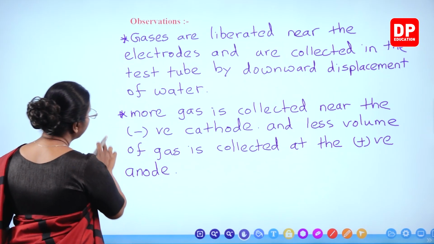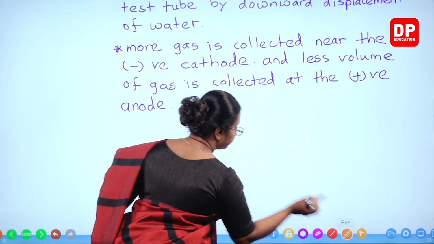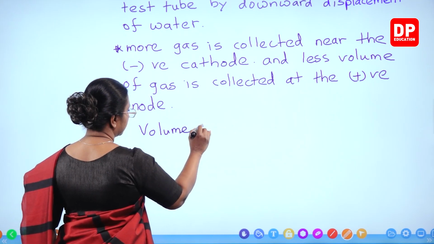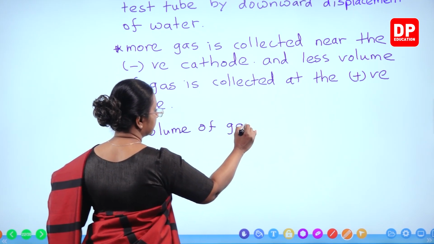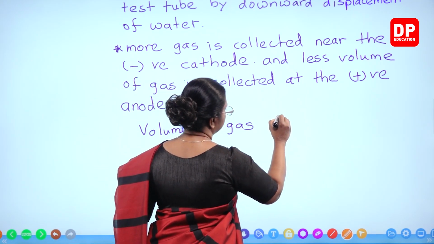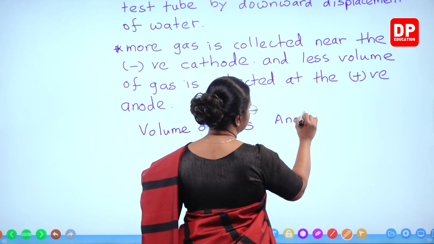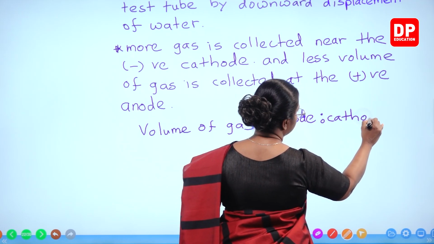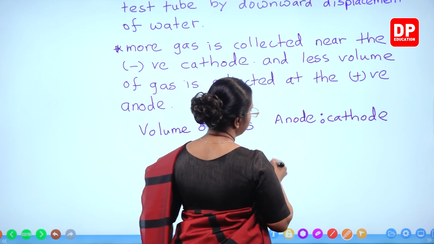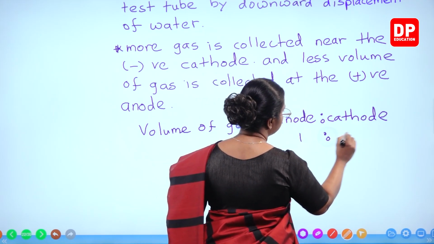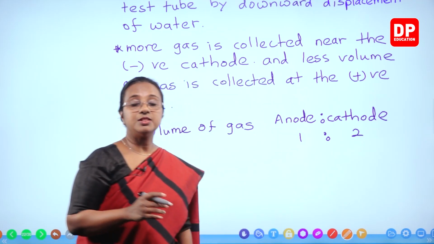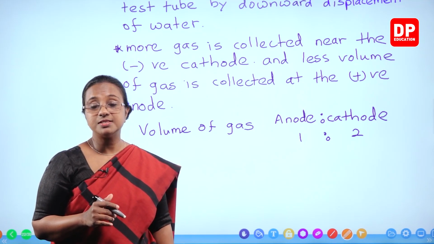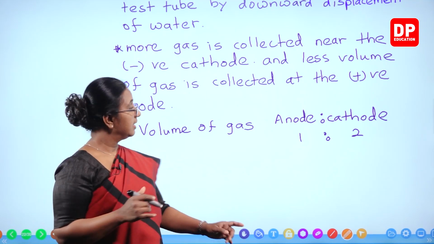If you really look at the volume of gas from anode to cathode, you were able to see it was 1:2. Near the cathode, it was 2 volumes of gas, whereas near the anode, it was just 1 volume of gas.